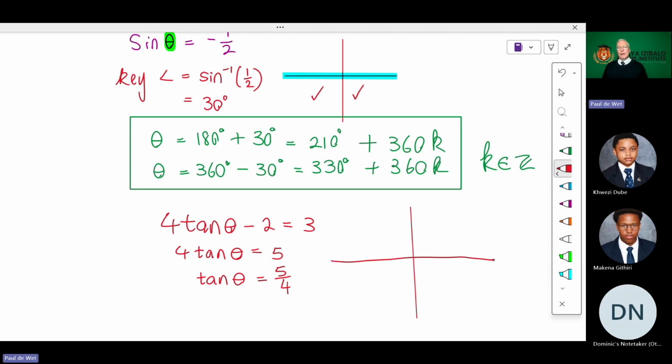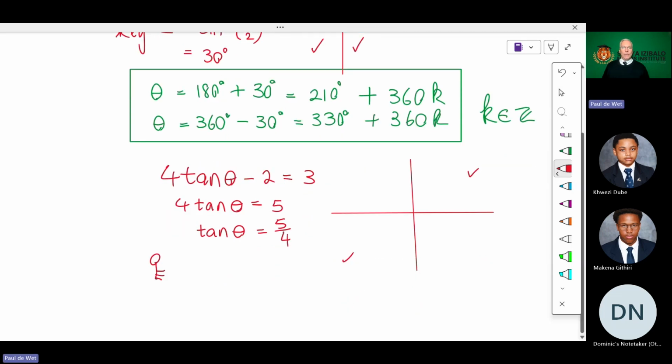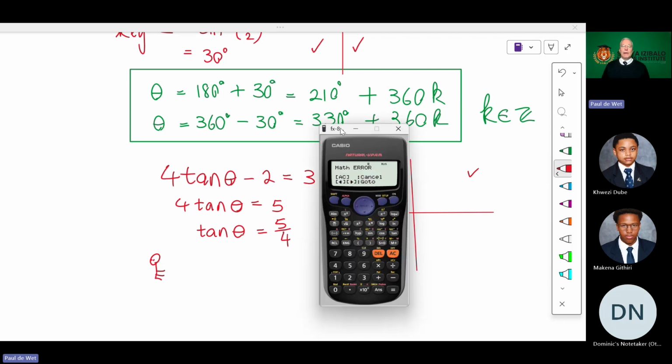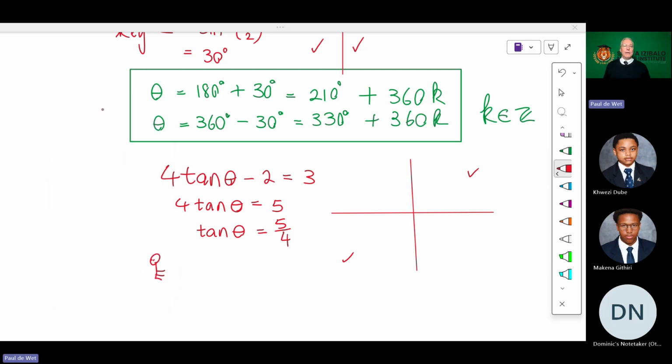Okay, so our angles are going to be in here and here. For our key angle, we're going to undo tan of 5/4. I've come up with a question here that I can't do in my head, so let's quickly get a calculator up here and shift tan of 5/4, and we get 51,3 degrees. Now the cool thing about tan is that the answers are diagonally across from one another. So this is obviously an answer. This one is 51,3 degrees.